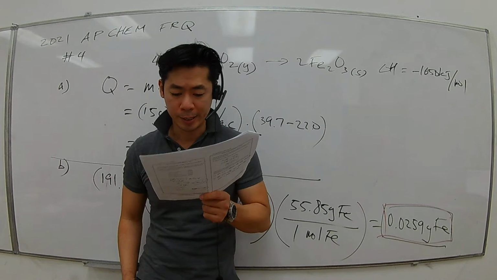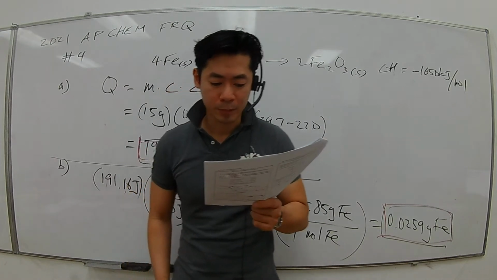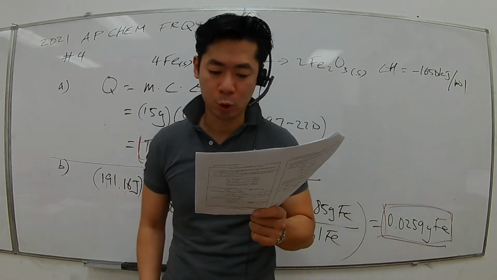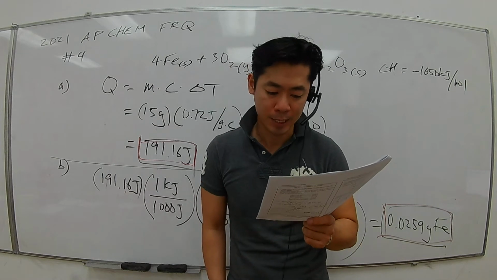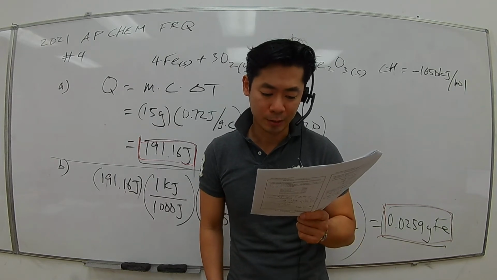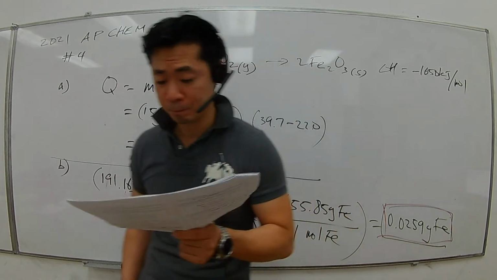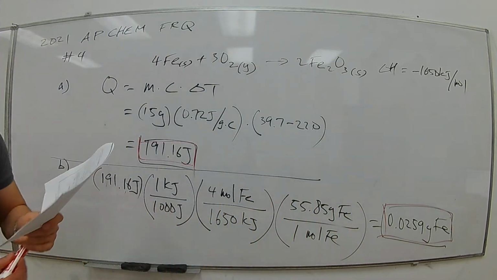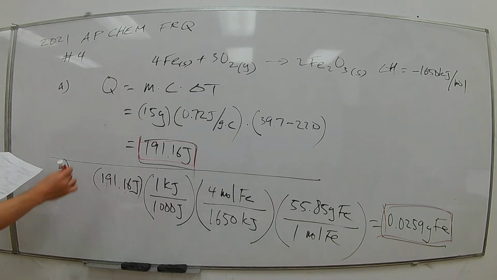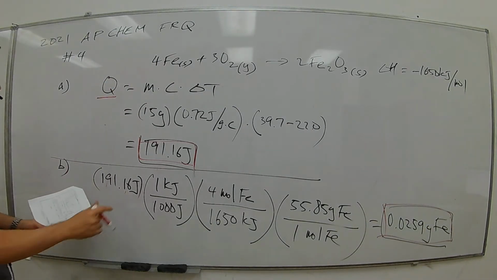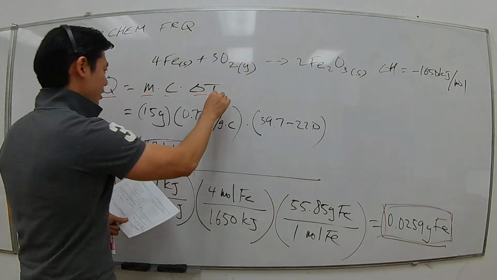Now part A is asking: the mixture has a total mass of 15 grams and a specific heat capacity of 0.72, calculate the amount of heat absorbed by the mixture from 0 minutes to 4 minutes. So from the equation, Q is how much heat has been transferred, which is equal to mc delta T, that's the MCAT equation.